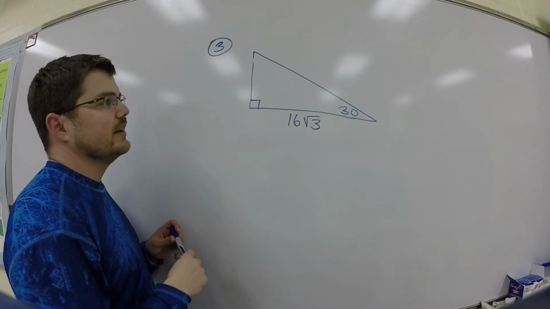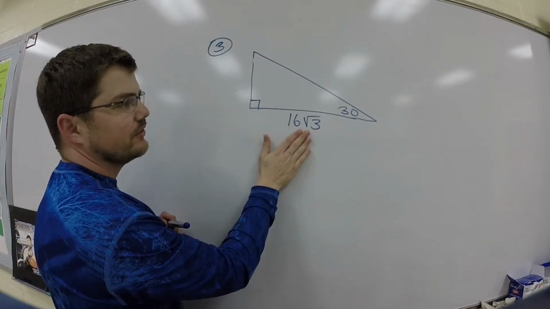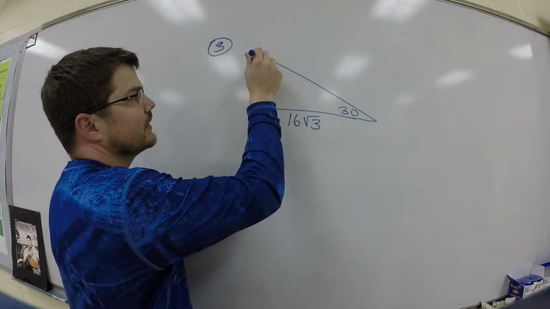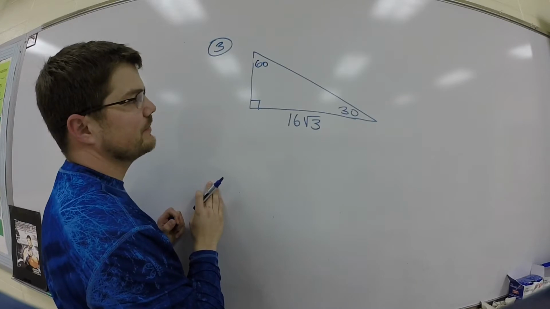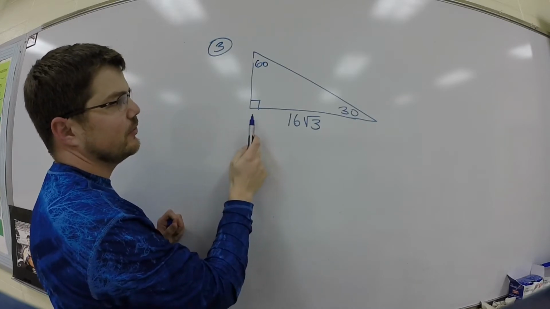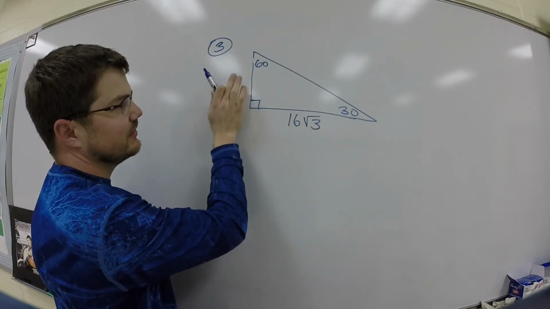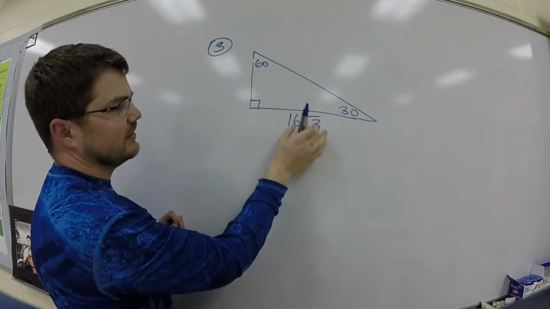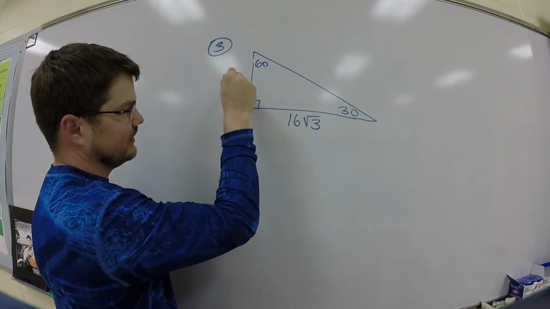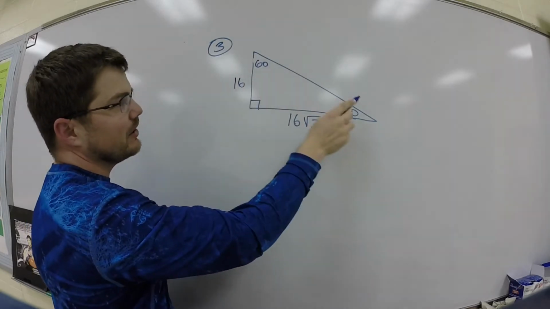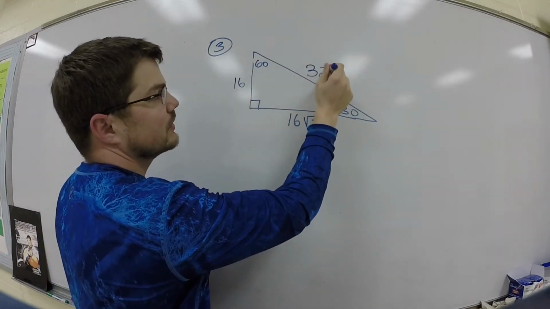Alright, number 3, they give us another 30, 60, 90. They give us the side across from the 60-degree angle. And the question wants to know, what is the length of the hypotenuse? So the hypotenuse is going to be double x. Remember, the side across from 30 is x, and the side across from 60 is x times root 3. So we know this side would be 16, and the hypotenuse is going to be double x, so this will be 32.